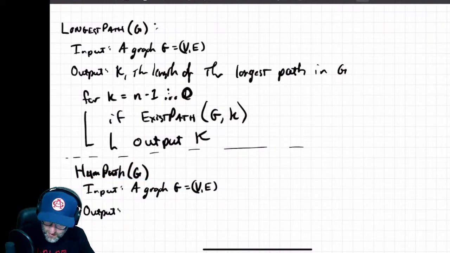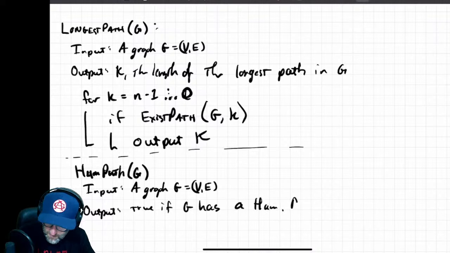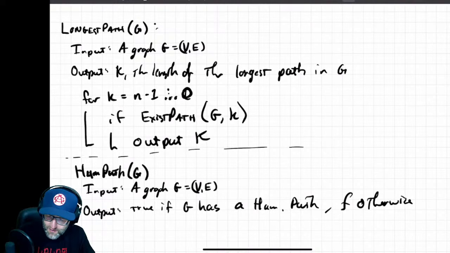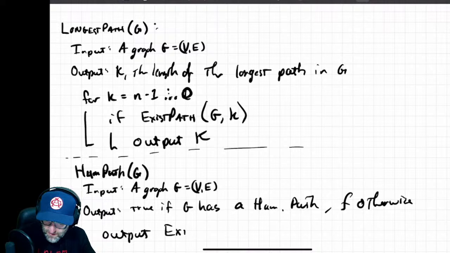Anyway, output true if G has a ham path, false otherwise. Well, all I need to do is use exists path. What's the length of any Hamiltonian path? N minus 1. So output exists path of G and n minus 1.